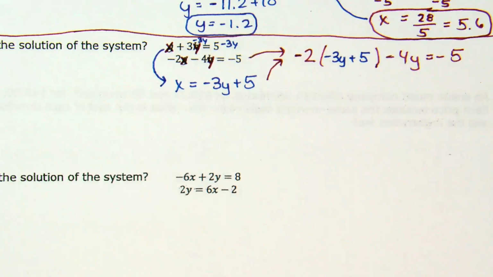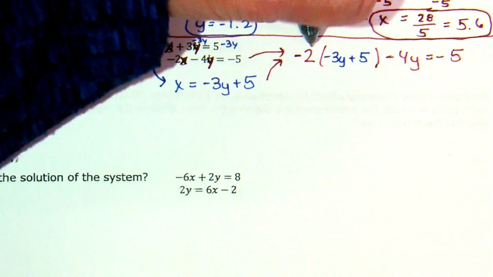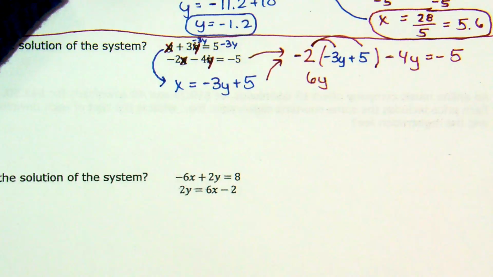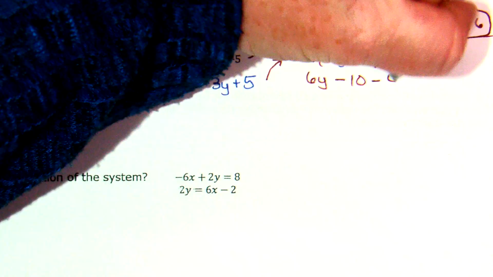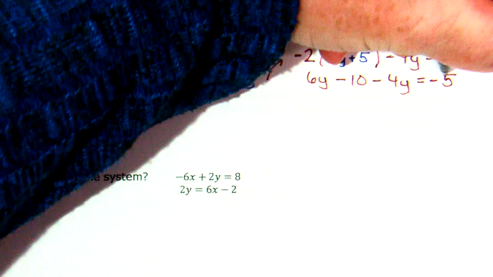Okay, what's my step? Distribute. So it'd be 6Y. Negative 2 times negative 3y is 6y. Negative 2 times 5? Minus 10. Minus 4Y. Carry down the minus 4y. And it still equals negative 5.